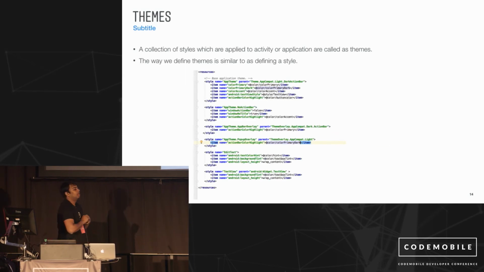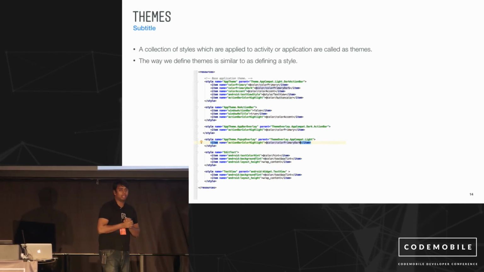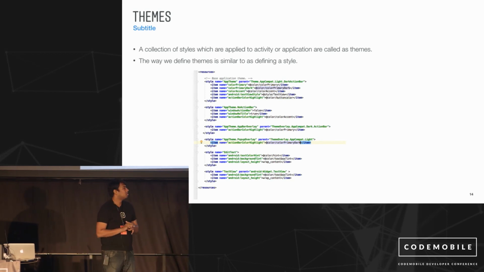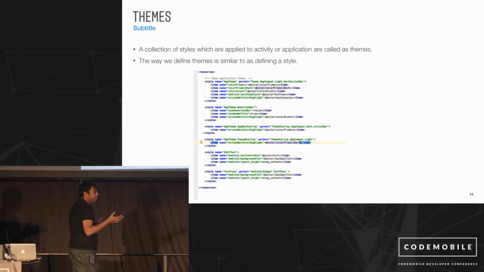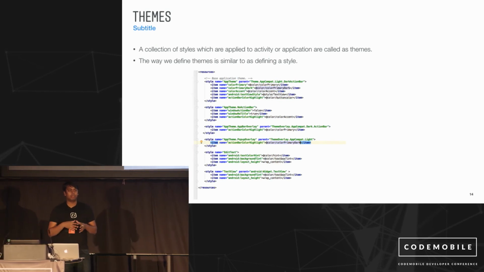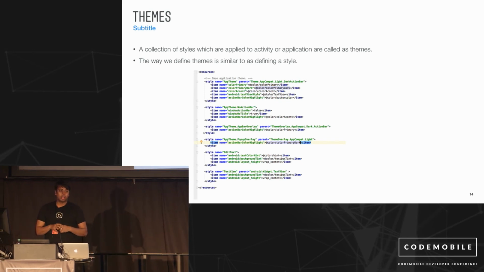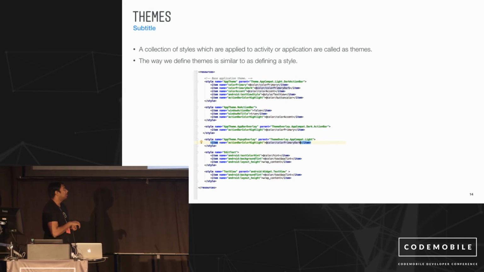Themes. Themes are nothing but a collection of styles which are applied to an activity or an application. You define themes, and they are nothing but styles themselves, but you call them themes based on the properties which they are inheriting from. There are different types of themes in Android. For example, there is the dark action bar, there is the light action bar. There are many types of themes which you can run into.